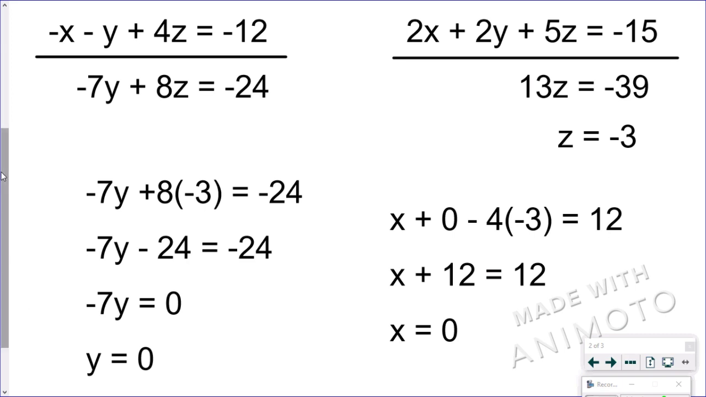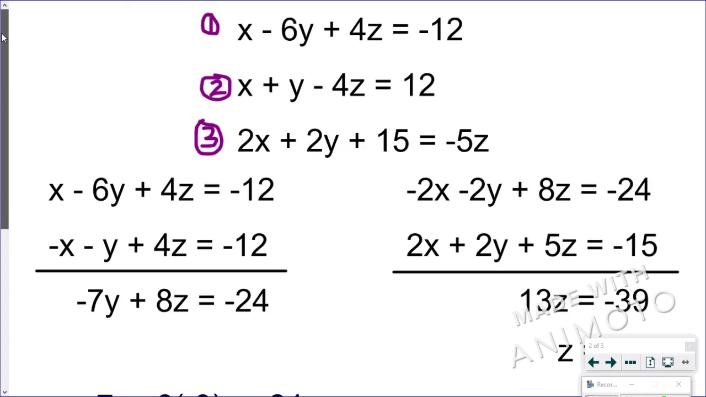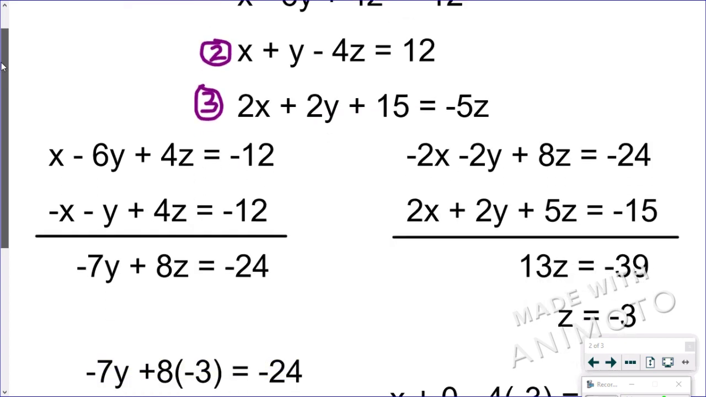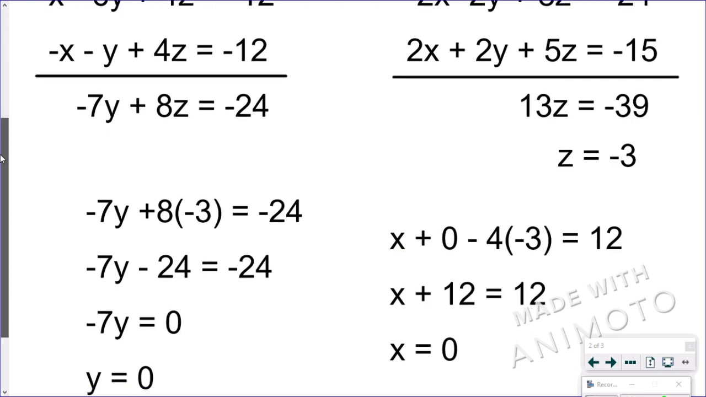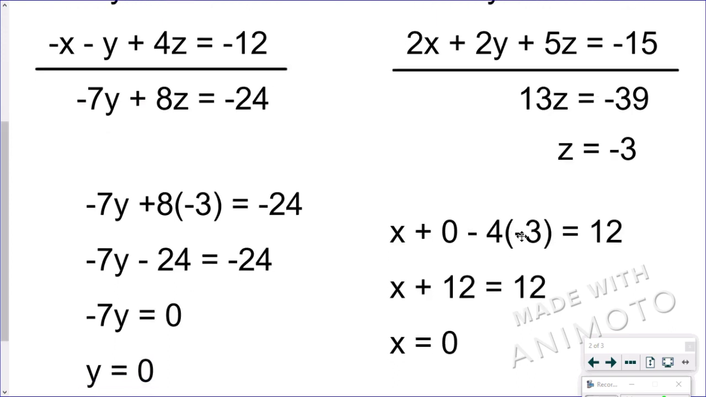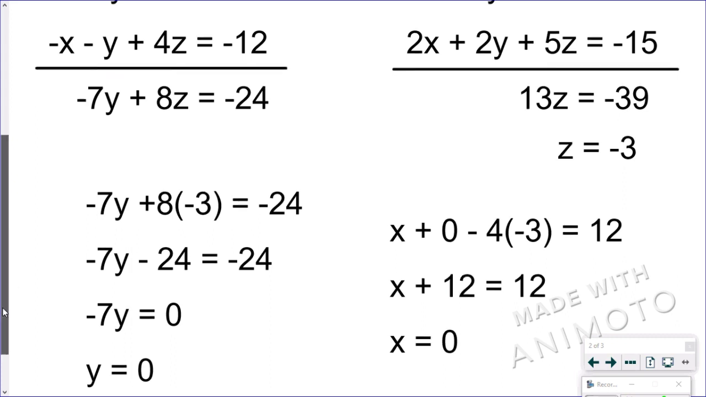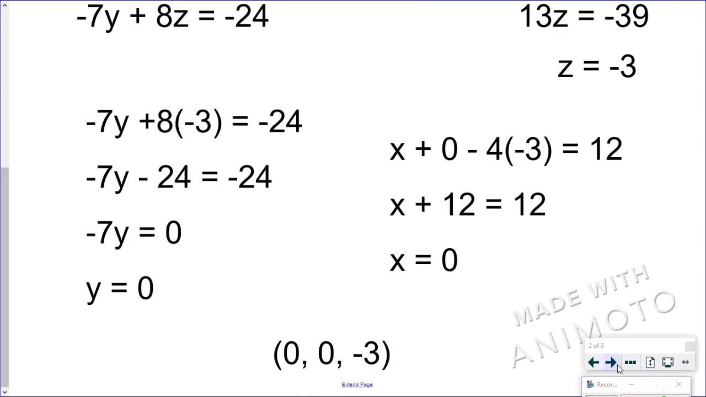So I plugged it into which equation? The second equation. So I have x, which I don't know, plus y, which is 0. So x plus 0 minus 4 times -3 equals 12. Well, -4 times -3 is positive 12. So x plus 12 equals 12. Subtract the 12, we get 0. So we have x is 0, y is 0, and z is -3. So we write that as an ordered pair. So it's going to be (0, 0, -3).